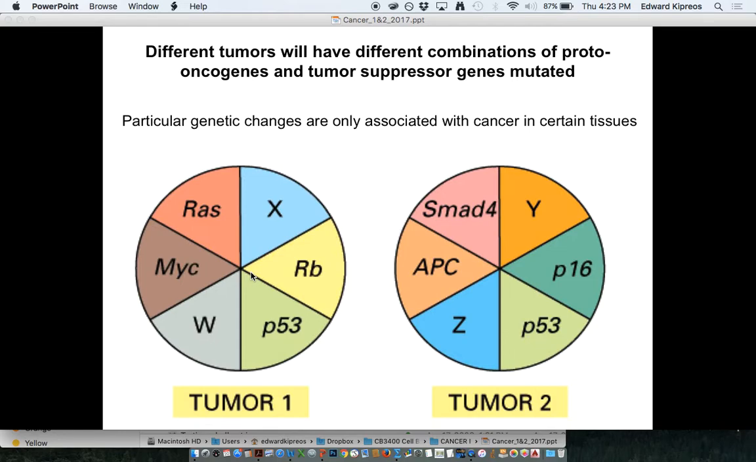So let's see if you guys can figure out, what does this have to do with? What's determining this? Why would different tissues have different mixtures of combinations of genes that would cause them to overproliferate or become cancerous?